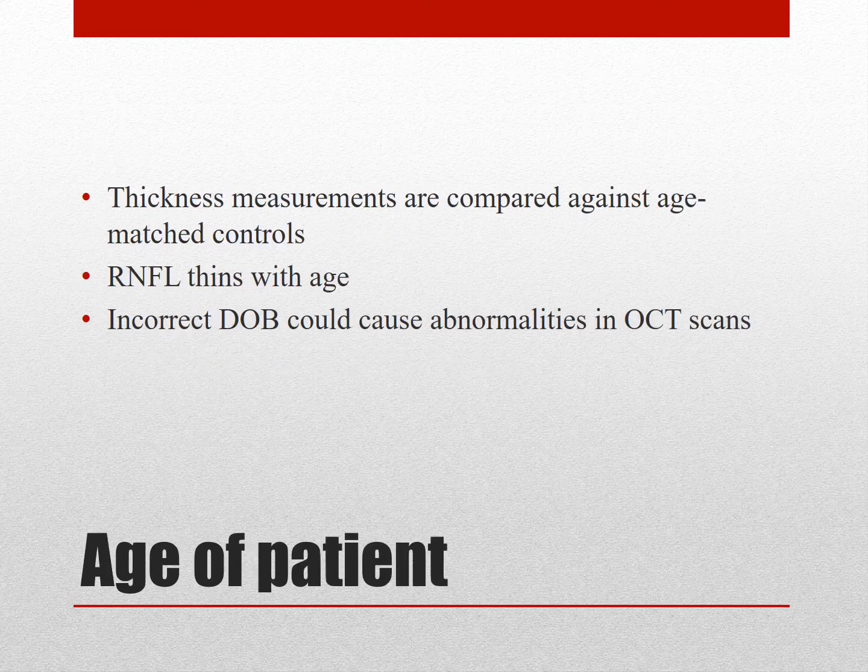So the first factor, age. Just like the visual field, OCT will use the measurements from the patient and match that to the general population with the same age. That's how the machine knows what is normal in a patient. Rule of thumb, as you get older, the nerve fiber gets thinner. As I said before, incorrect date of birth could cause abnormalities in OCT scans.